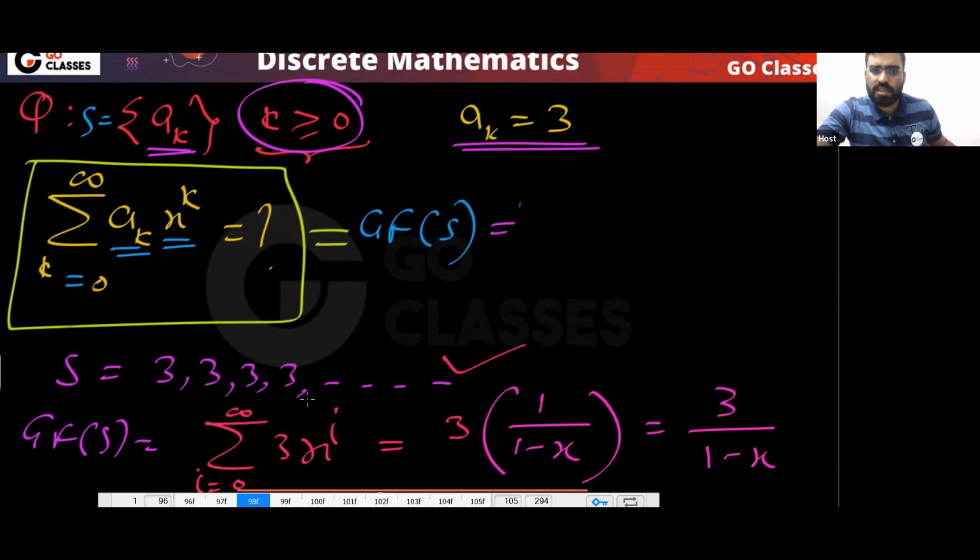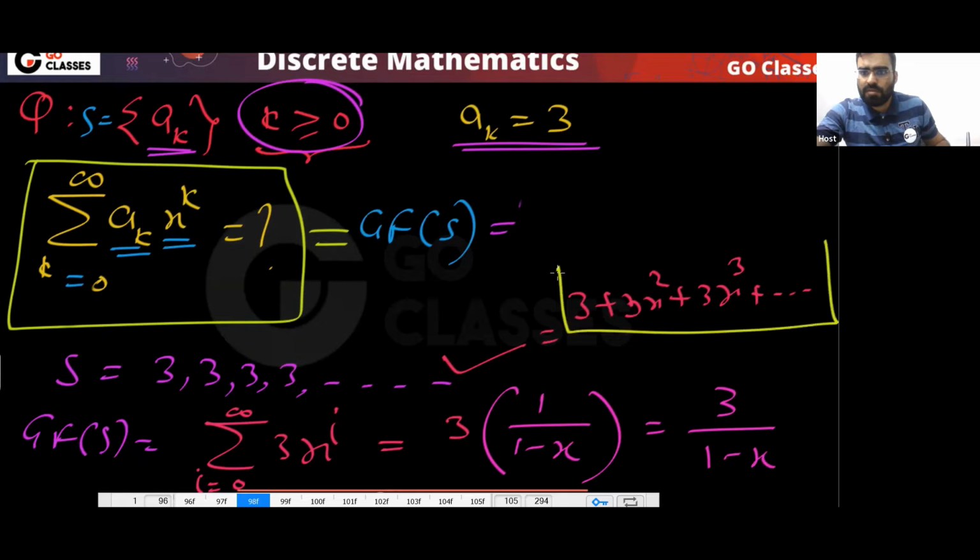Because this is your sequence, you can find its generative function. It will be 3 plus 3x plus 3x square plus 3x cube and so on. This is your infinite GP, and for an infinite GP, the formula is first term divided by 1 minus common ratio.